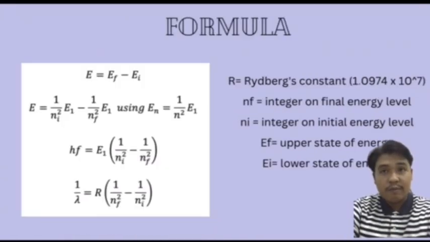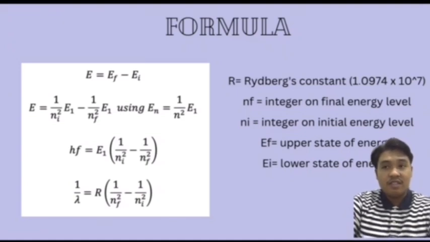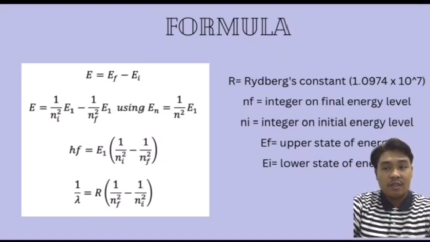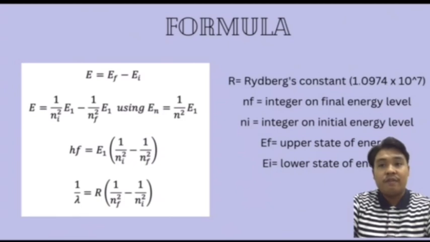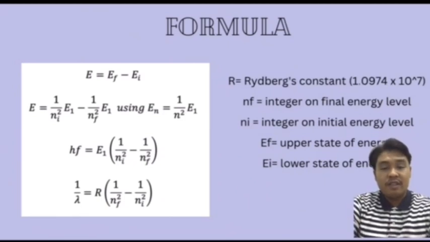This is the energy emitted and energy absorbed formula, where R is equal to the Rydberg constant, 1.0974 times 10 to the power of 7, and nf is the integer of the final energy level and ni is the integer of the initial energy level, Ef the upper state of energy and Ei the lower state of energy.